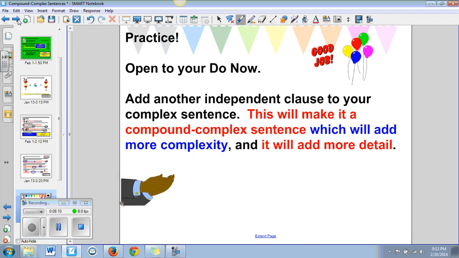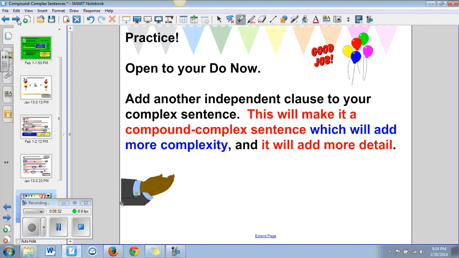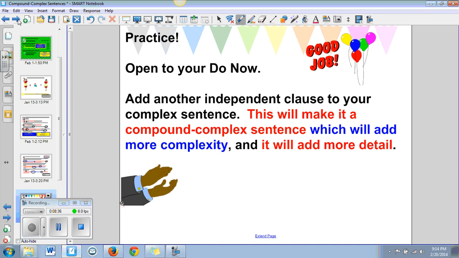All right, so what I'd like for you to do right now is some practice. Go ahead and go back to your do now. And I want you to add another independent clause to your complex sentence. So what this is going to do is make those sentences that you wrote earlier a compound complex sentence, but it's also going to add more detail and make that sentence more complex. So go ahead and practice doing that and pause the video.